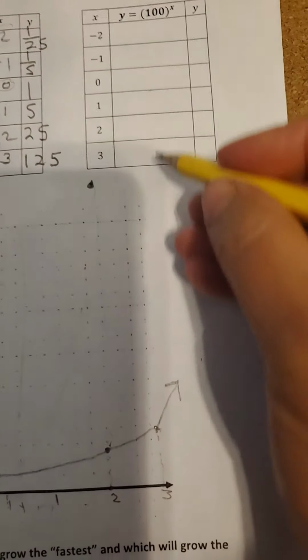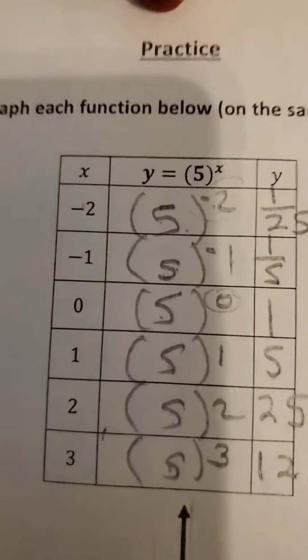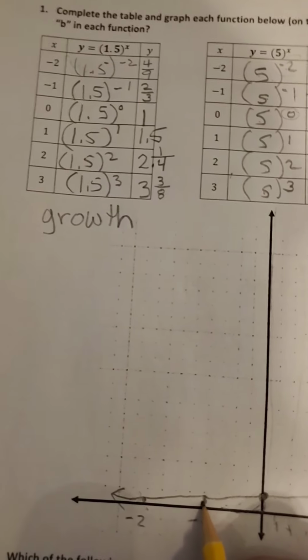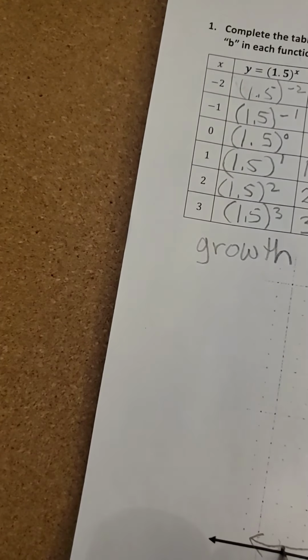And then 3 is 125. So that completely disappears off someplace, okay? So we can't even put the dot on that one. Okay, let's go to -1. Okay, so it's 1/5. So it's a tiny bit right there, okay? And then 1/25 is basically on the line.